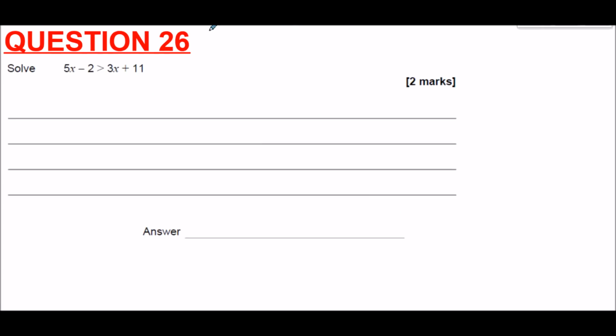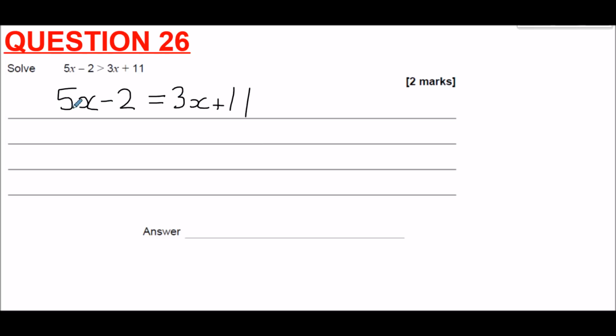Question 26. Solve 5x minus 2, inequality symbol, 3x plus 11. If we're solving inequalities, we may as well just treat the inequality symbol as an equals sign, because essentially it's just a distraction, to be honest. So treat it as an equals, but bear in mind at the end to replace the equals sign with the actual inequality symbol as it was.